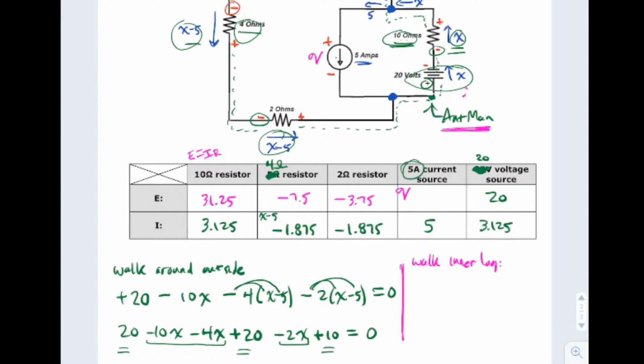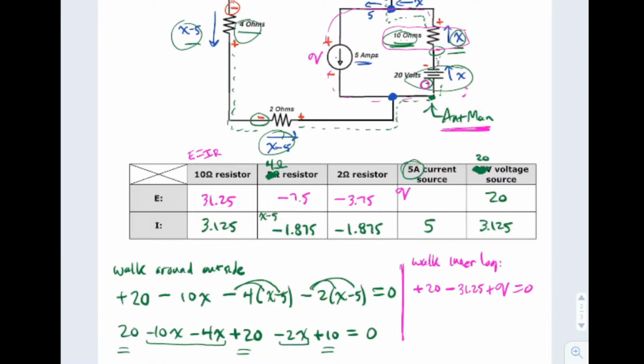He sees a plus on the way in, and it's 20 volts. Woo-hoo. Then he comes out here, he sees a minus on the way in. And have we solved for the volts here yet? That's the 10 ohm resistor. That's 31.25 volts. We've solved for it. He comes around, comes around, comes around. He sees a plus on the way in, and this is where we put that special script V, and then he's back to where he started, equals 0.